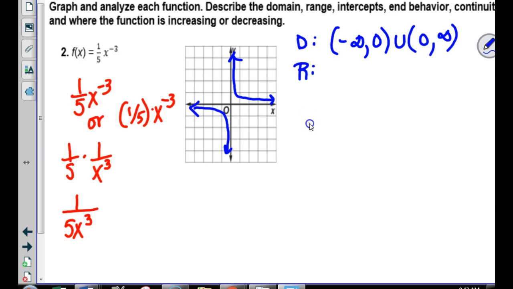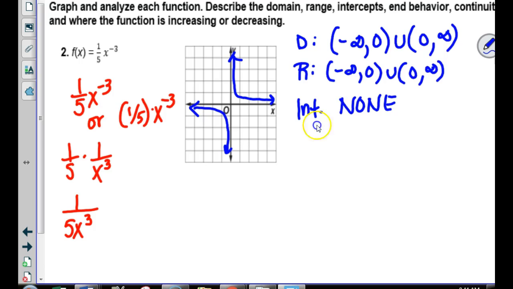Range, bottom to top. No. There's a gap. Where's the gap as you go bottom to top? Yes. So it's -infinity to 0 and 0 to infinity. And that's what everybody does, is they just put all real numbers. They forget that there's a discontinuity going up and down and one going across, okay? So the intercepts, does it cross either axis ever? And there's going to be some on the quiz that are none.